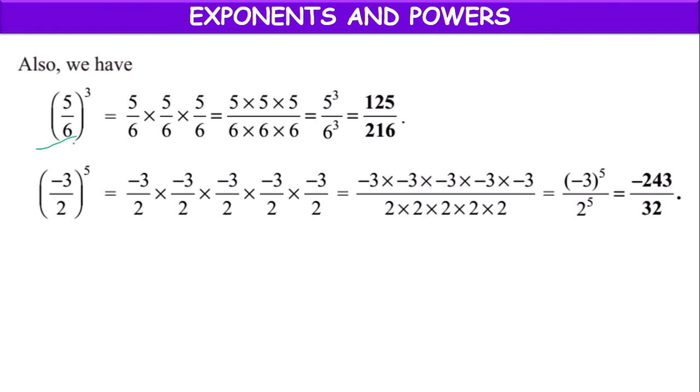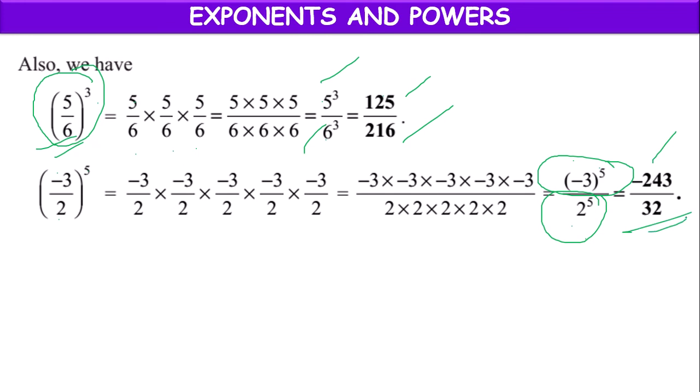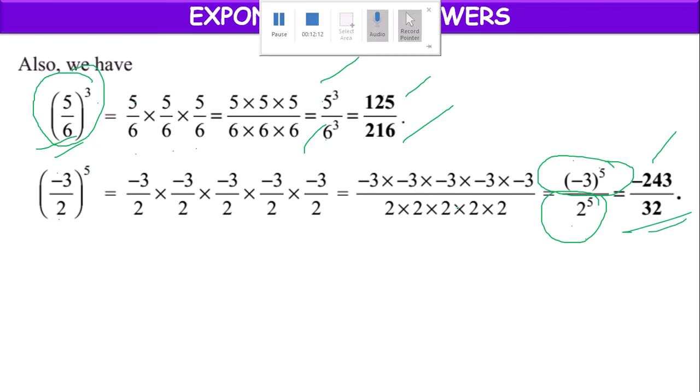Also 5/6 whole cube: 5/6, 5/6, 5/6. Or we can write it as 5 cube by 6 cube. So whenever we have a whole cube, we can write them as individual cubes. 5 cube by 6 cube, 125 by 216. So -3/2 whole power 5 means indirectly -3 whole power 5 by 2 power 5. -3 whole power 5 value is -243, 2 power 5 value is 32.